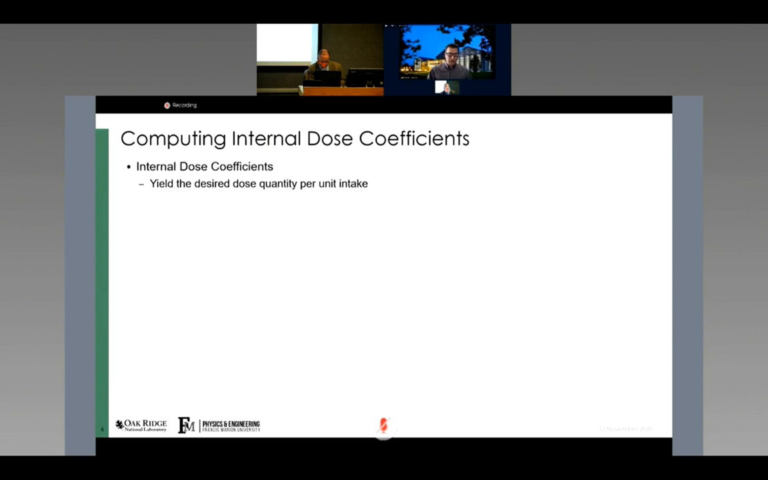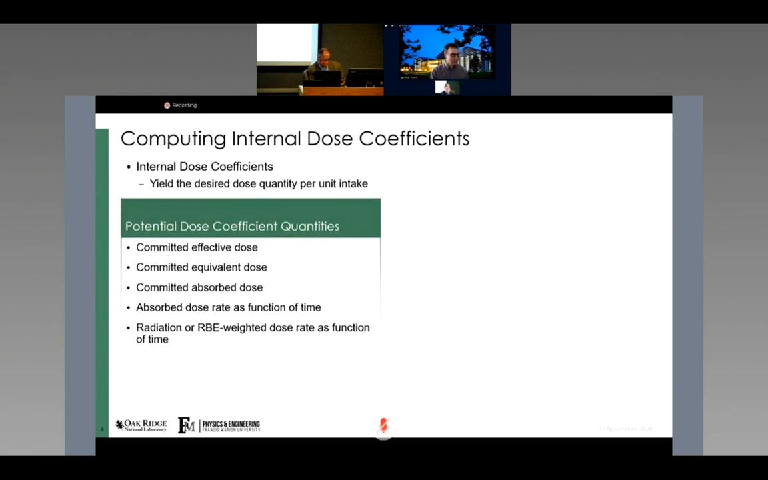All right, so internal dose coefficients, what are they? Well, fundamentally, they give the desired dose quantity, whatever that is, right? So if it's effective dose, we have an effective dose coefficient. If it's absorbed dose, it's an absorbed dose coefficient. But they give the desired dose quantity per unit intake. That's what makes it a coefficient. The coefficient piece refers to the per unit intake.